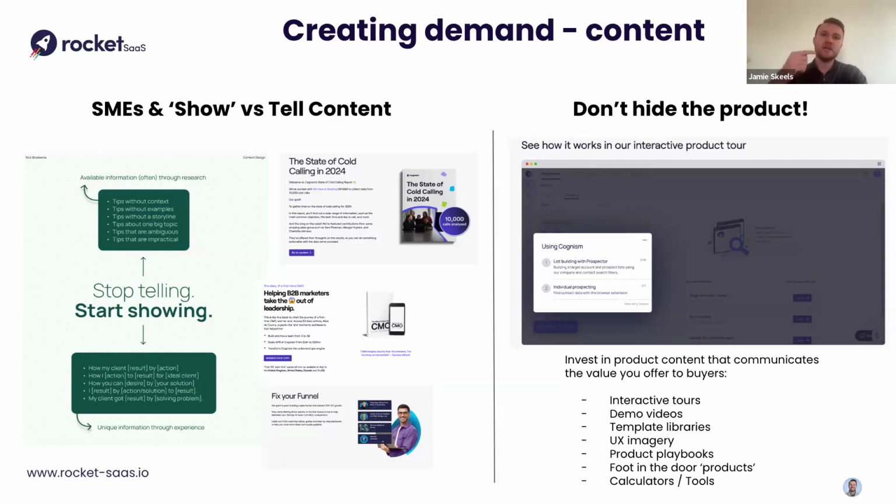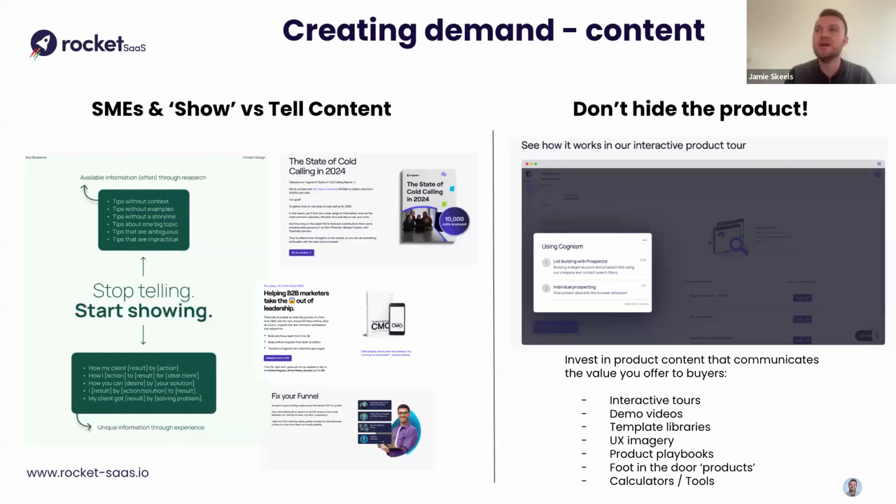I think an important lesson that I took from Cognism and where I saw success, particularly with their top of funnel content, was they invested a lot of time in what I'd consider to be show versus tell content. What I mean by that is typical tell content is basically content that tells a buyer how to do something or what to do.